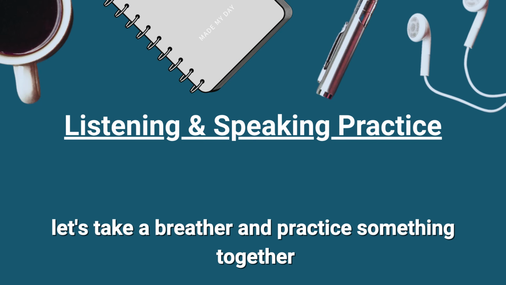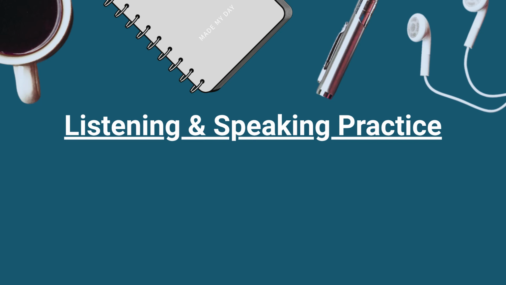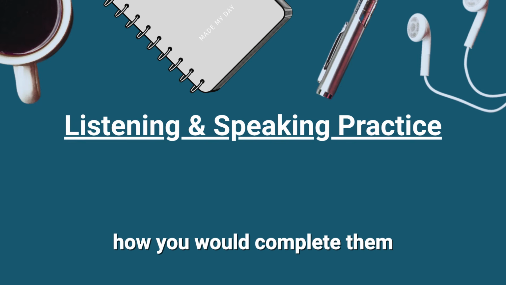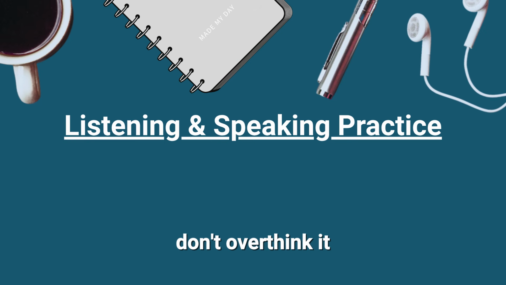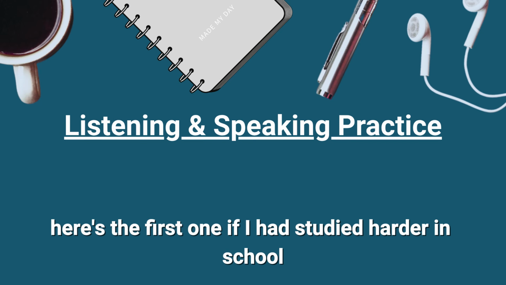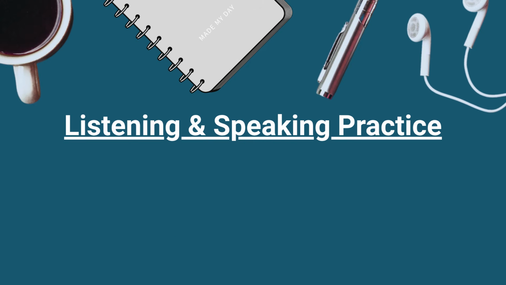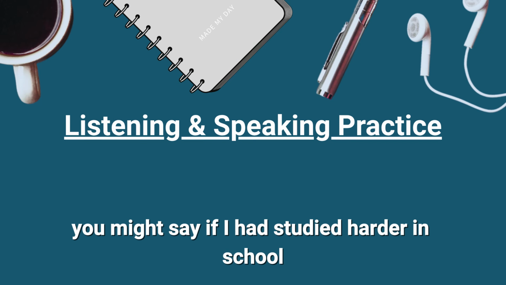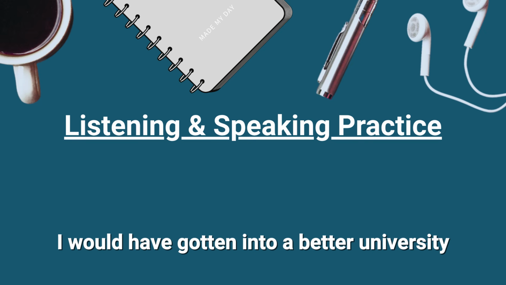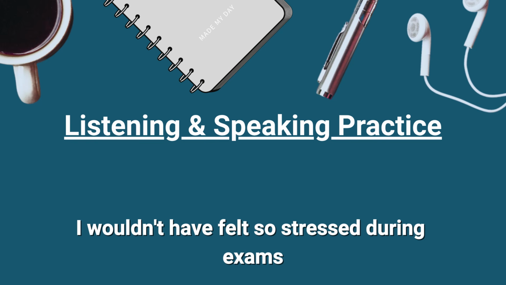Let's take a breather and practice something together. I'm going to give you some sentence beginnings, and I want you to think about how you would complete them. Don't overthink it. Just follow the logic and the emotion. Ready? Here's the first one. If I had studied harder in school... Take a moment. What would have been different? You might say, if I had studied harder in school, I would have gotten into a better university. Or maybe, if I had studied harder in school, I wouldn't have felt so stressed during exams.